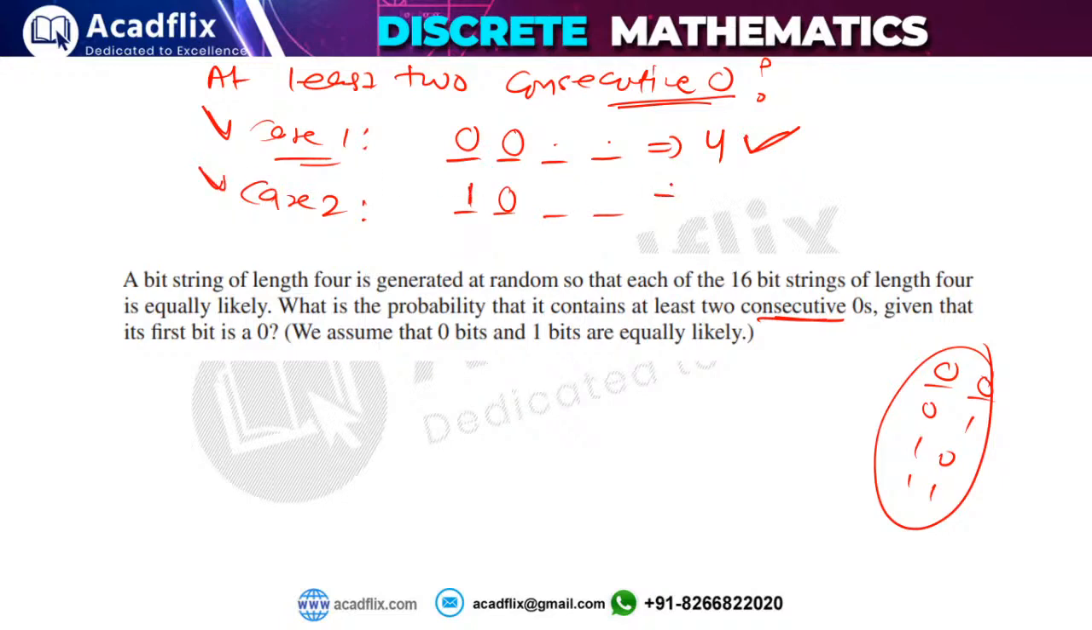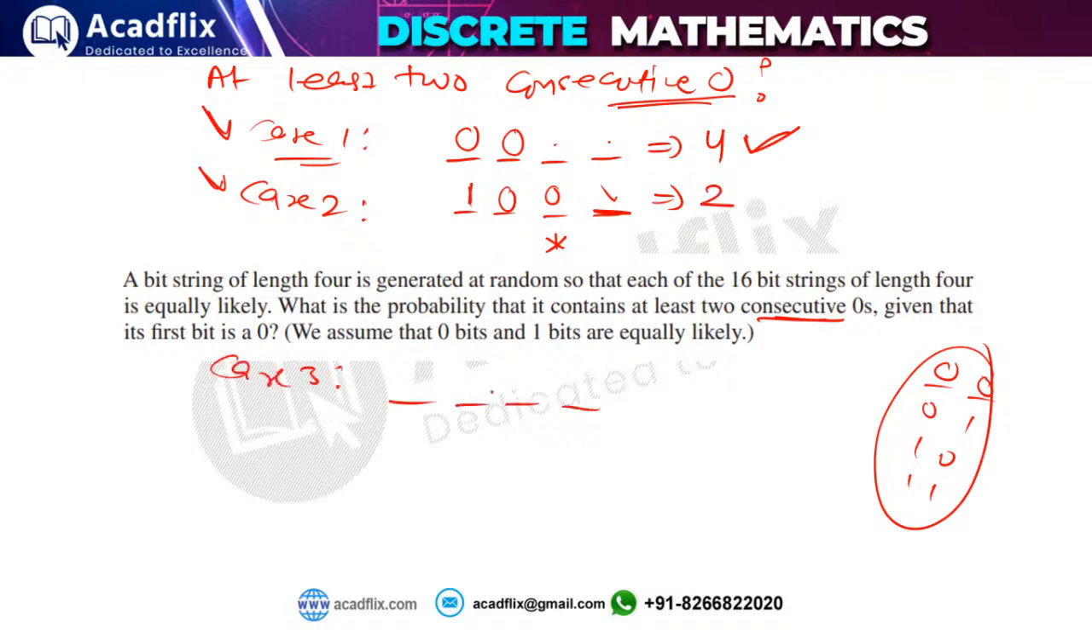Now we want to calculate. See, this bit cannot be 1. Why? Because if you put 1 here, then you cannot get two consecutive 0s. So this has to be 0. Now you do not care what will happen here. So here two possibilities are there. So you have 2.